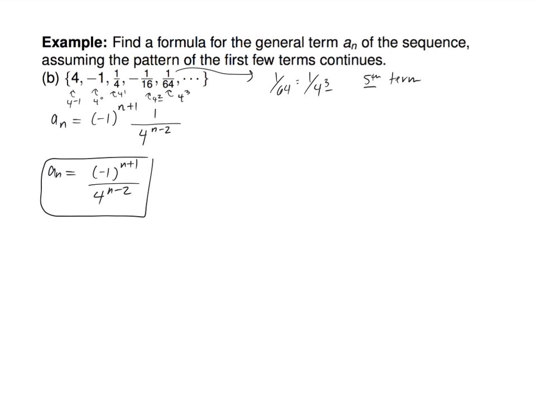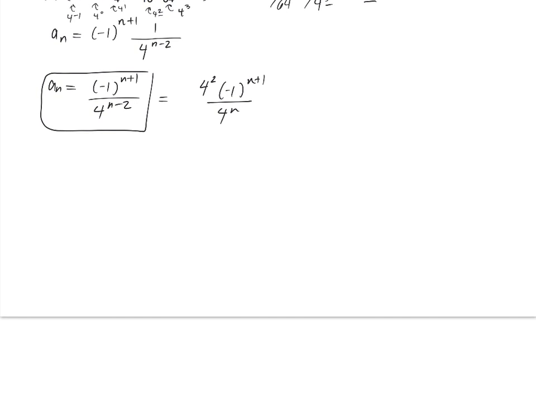Another way to write that would be this. You could have said 4 squared times negative 1 to the n plus 1 over 4 to the n. Wait, does that work? Yes, it does, definitely. Do you agree with that? Do you want to see how I got that? No, it makes sense. Let me just show you, in case you're confused.